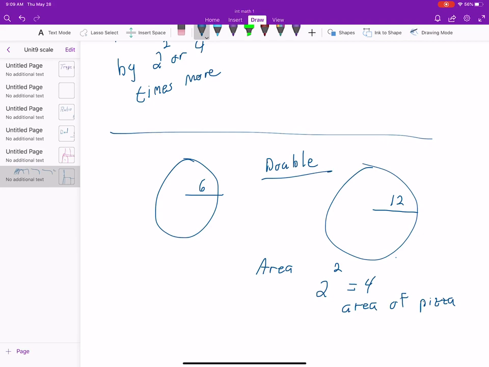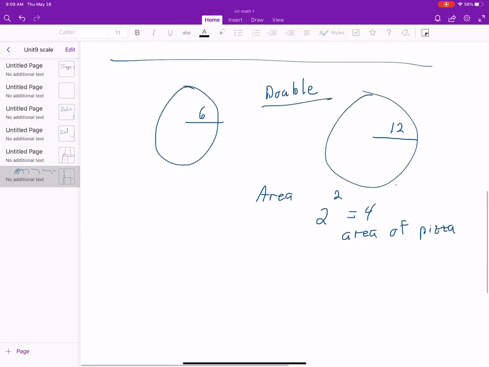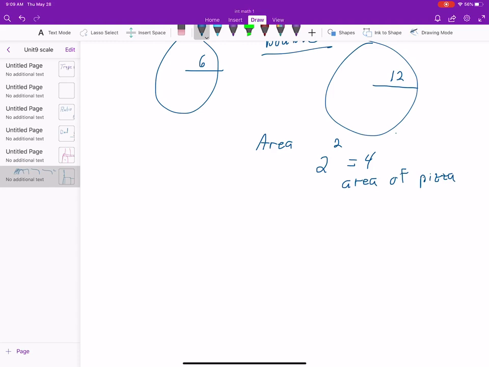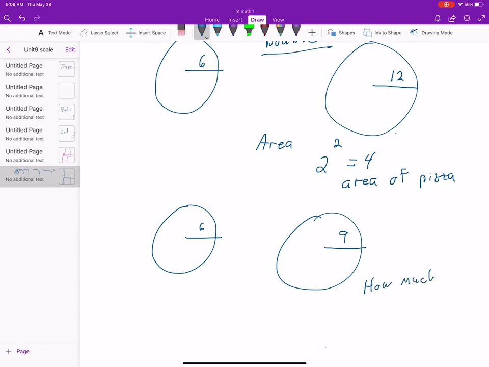Four times more. All right. Let's stay with the pizzas here for a second. What if we have the same one? We got a 6, but then over here they got a 9. So how much more area do I get there? How much more area?